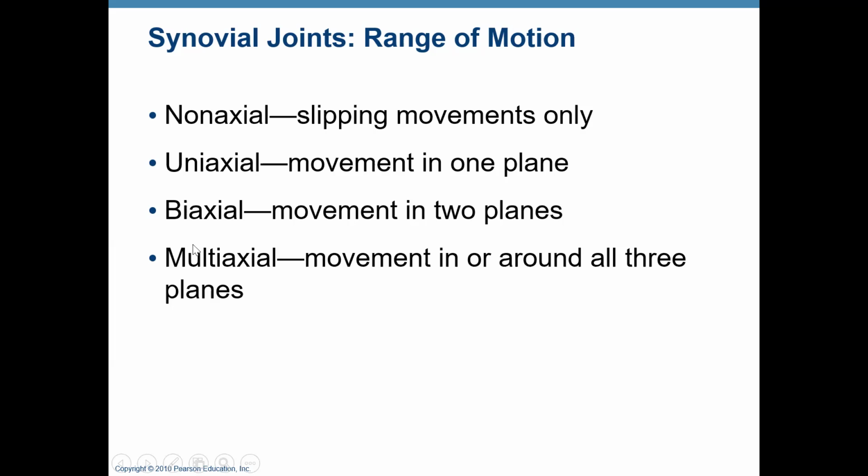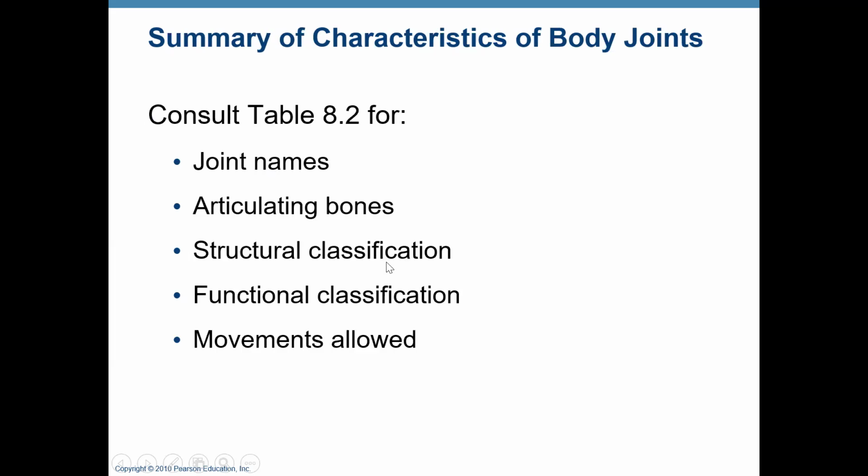And then multiaxial are synovial joints where you can move it in many directions or many planes. The best example is in the shoulder. It's a multiaxial joint. And then here, it says consult table 8.42 for joint names, articulating bones, and so forth.